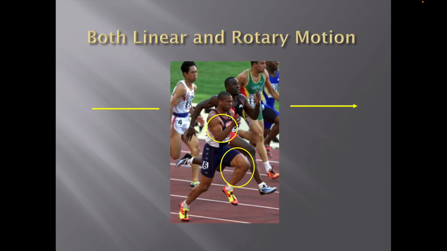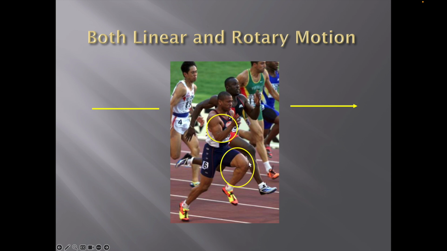Now, a lot of times in our activities, they require both linear and rotary motions occurring at the same time. Example of that would be, again, sprinting. So as this person's sprinting, he's sprinting straight ahead. Okay, so sprinting straight ahead is the linear motion.